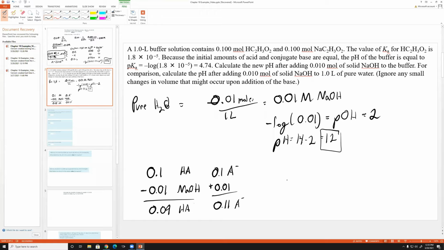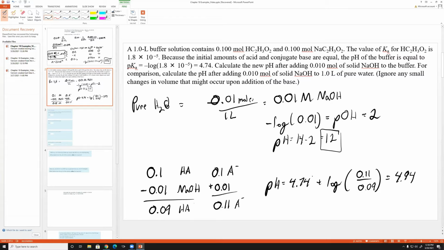Now we can do the Henderson-Hasselbalch equation, and we can do the pH equals the pKa, which is 4.74, plus the log of the base concentration over the acid. And since they're both divided by 1 liter, the mole values are going to be the same as the concentration values. So it would be 0.11 divided by 0.09. And the answer for this is 4.94.